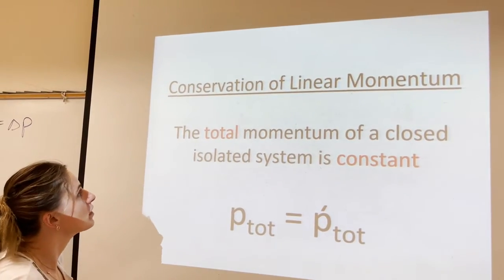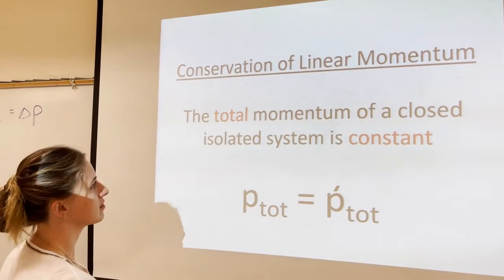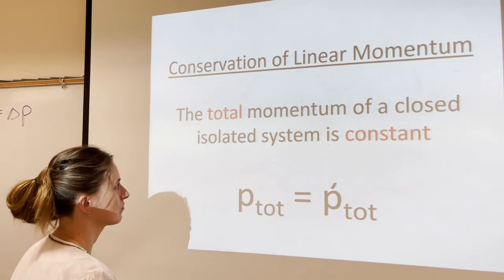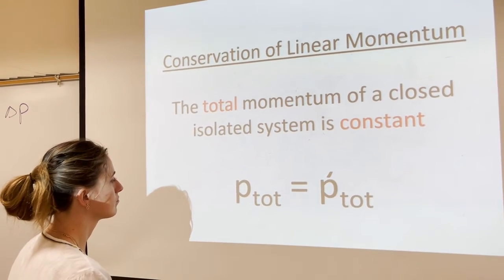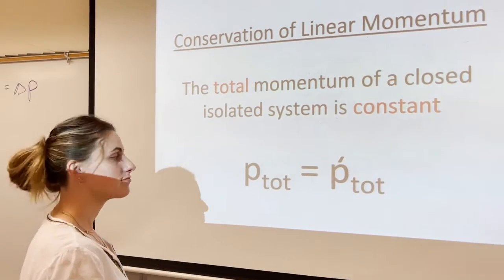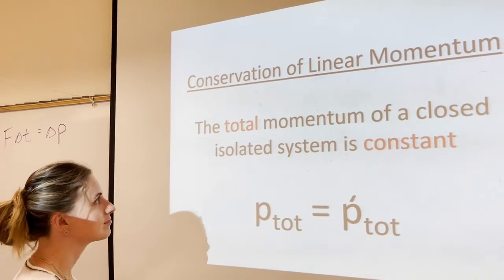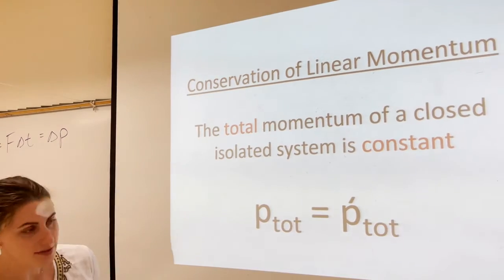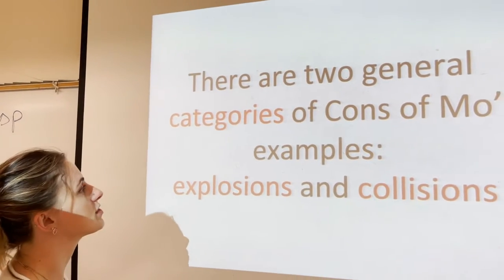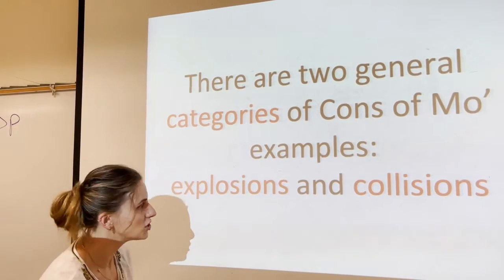Conservation of linear momentum. The total momentum of a closed isolated system is constant. That means that no forces from the outside are going in and no forces from the inside are coming out, so momentum doesn't change. This is a really important concept. There are two general categories of conservation of momentum examples: explosions and collisions.